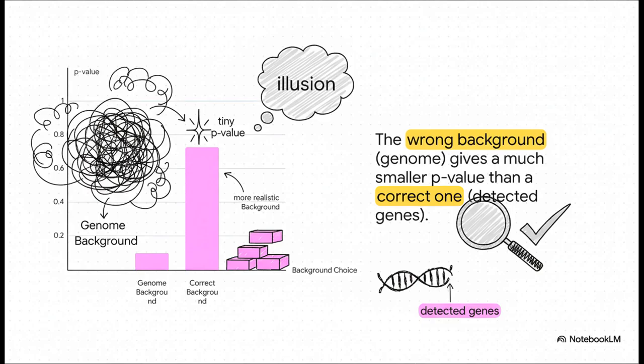Now, look at the bar on the left. Using the whole genome as a background gives you this teeny tiny p-value. It's screaming significant. But now look to the right. When we use the correct background, only the genes we could actually detect, the p-value is much higher, much more realistic. That first result looks like a Nobel Prize, but really, it's just a statistical illusion.